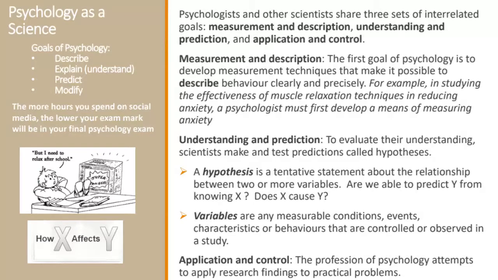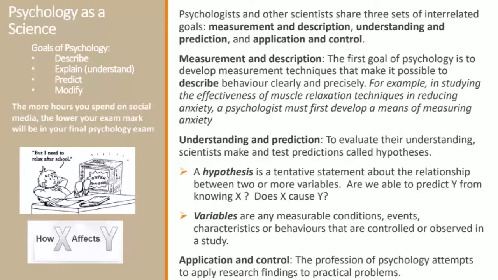So basically what research does is allow us to measure things, describe things, understand things, and make predictions about things, which is important, and it allows us to look for applications in the work that we're doing. So very much as a science, the goal of psychology is to describe, explain, predict, and modify.